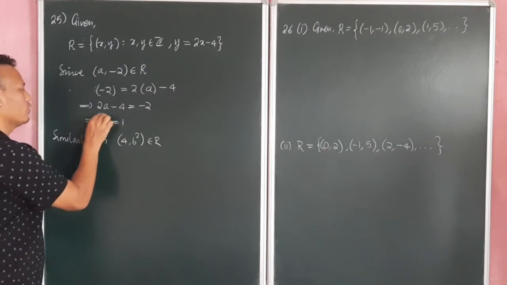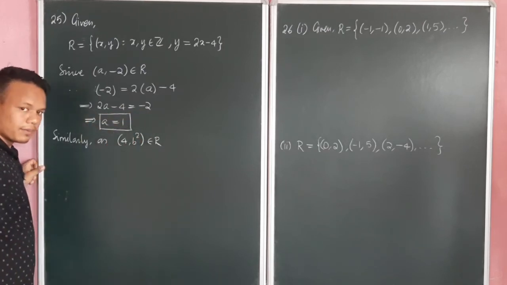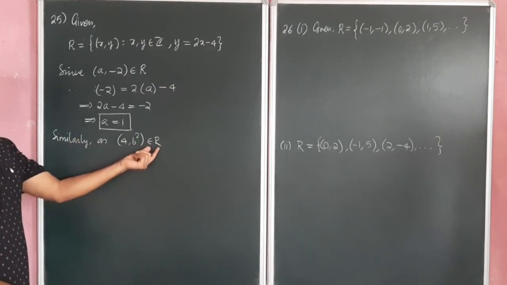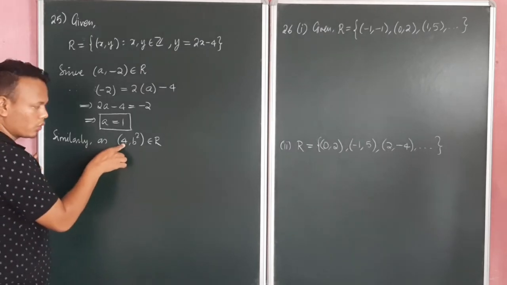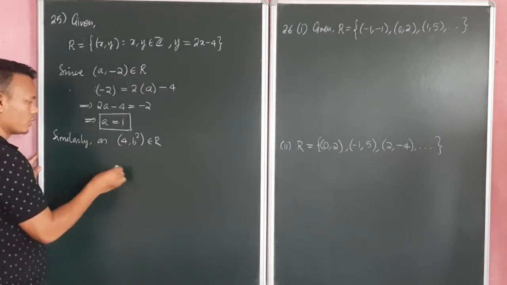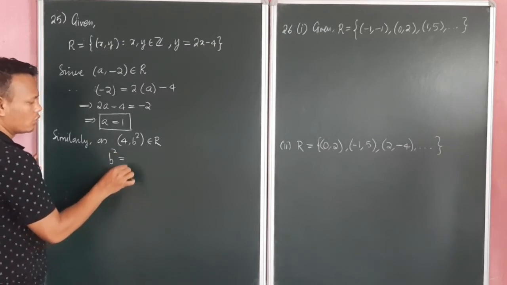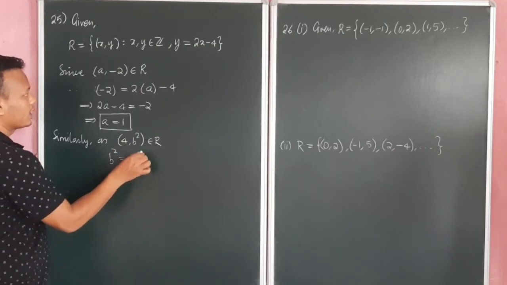So we got the value of a. Now in the same manner this also belongs to this, so that's why the value of x is 4 and the value of y is b squared. So y, that is b squared, will be equal to 2a, and what is a?